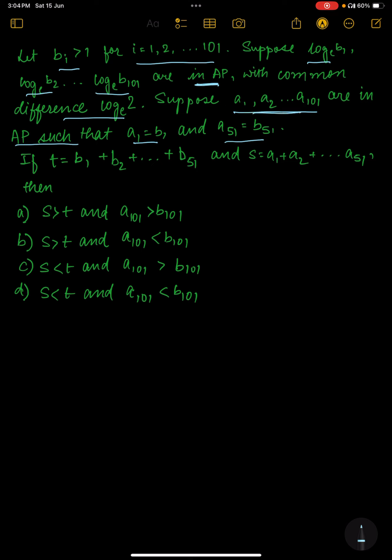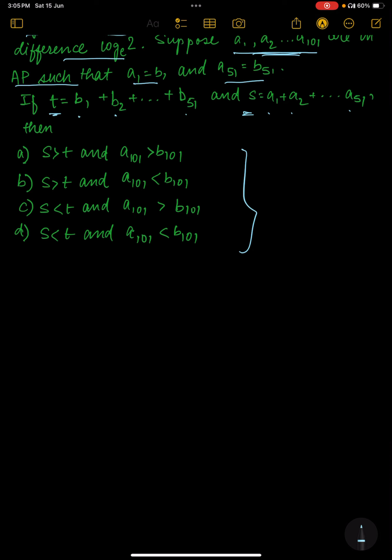So in the second condition, we are not given the common difference for the series a1 to a101. And there's a third variable also which is defined, which is t is equal to b1 plus b2 all the way to b51, and s is equal to a1 plus a2 all the way to a51. Then we are given four sets of inequalities which we have to prove. Mind you, this is only a one option correct type of question.